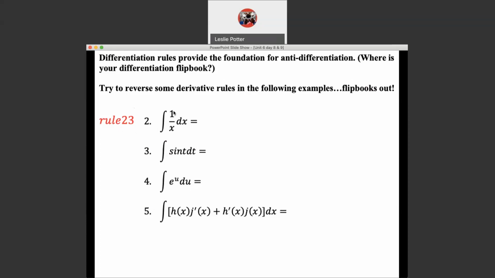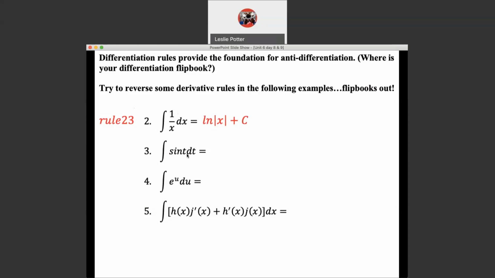We know that if 1 over x is the derivative, then we started with natural log of the absolute value of x plus c. So the natural log of the absolute value of x is the antiderivative of 1 over x. Next, the integral of sine of t dt.